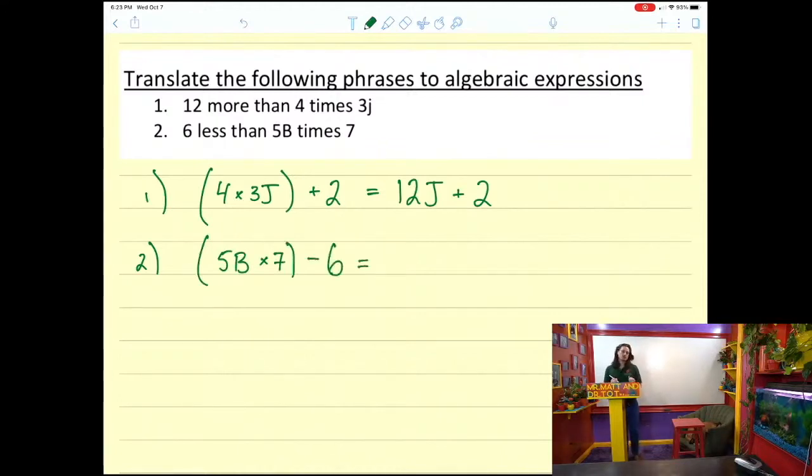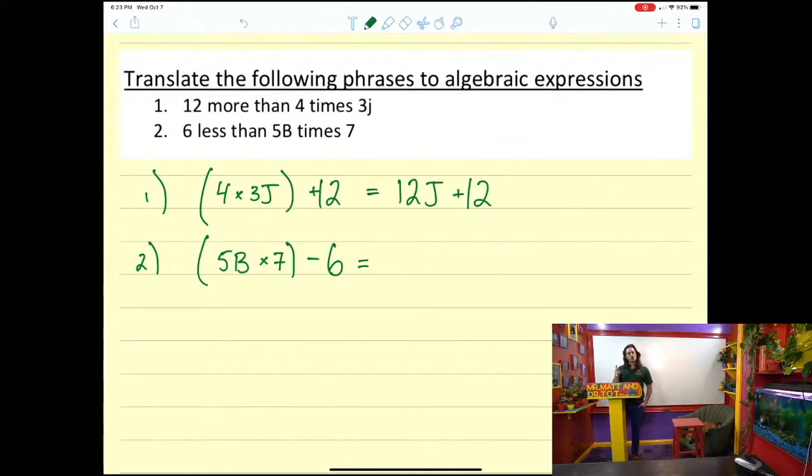Now it might be counterintuitive that the 6 and the 12, excuse me, the first one should be a 12, not a 2. I wrote 2 and I meant 12. My apologies. So it should be 12j plus 12.